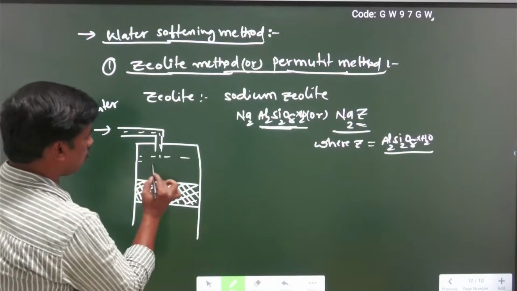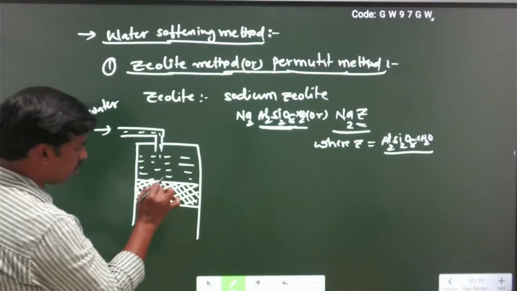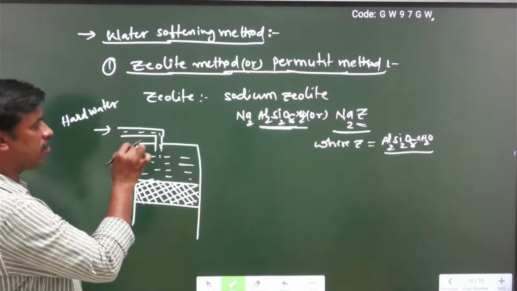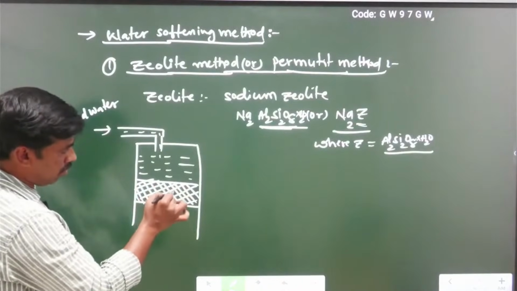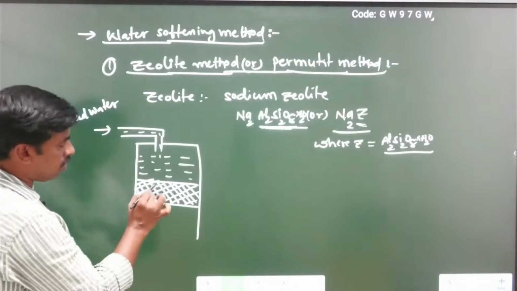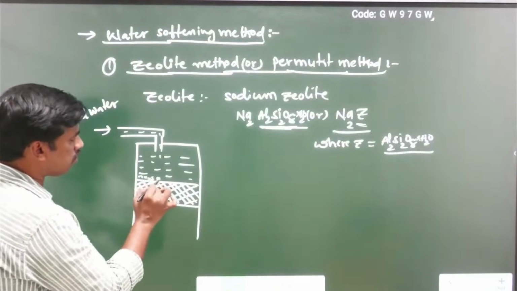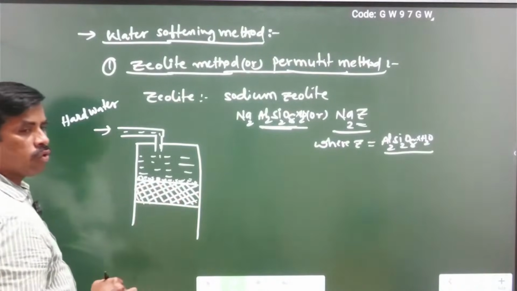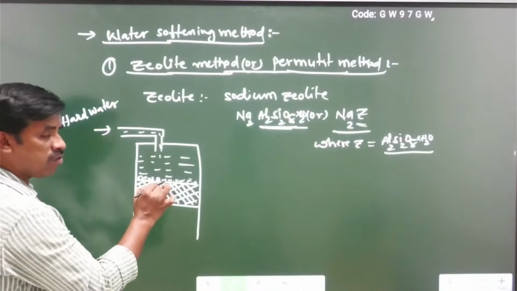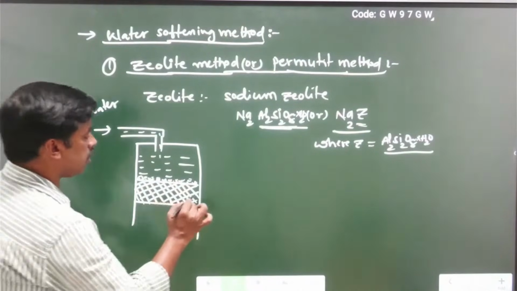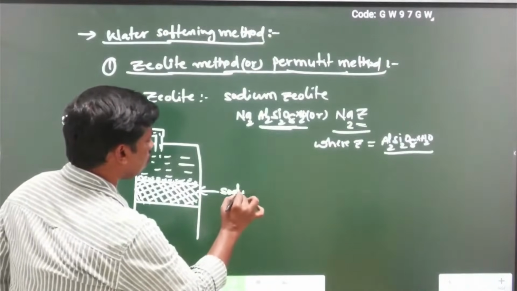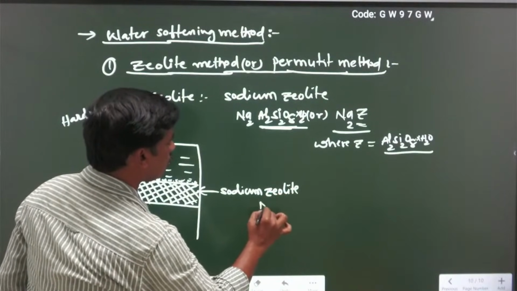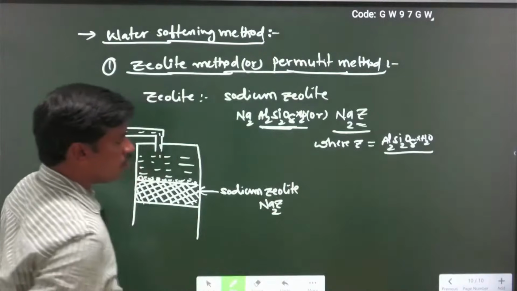Whenever water comes towards the zeolite bed, the water already has dissolved calcium and magnesium salts. The dissolved and suspended impurities are stopped on the surface of the bed. Only water molecules come down. What is this bed? Sodium zeolite, which is written as Na2Z.